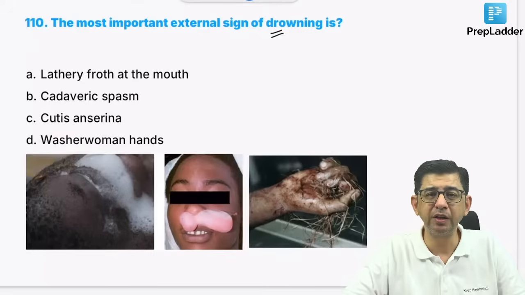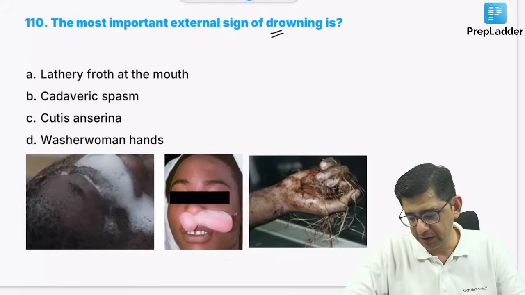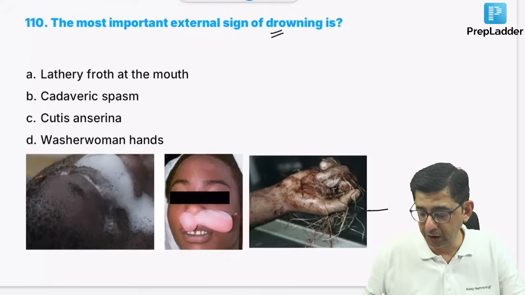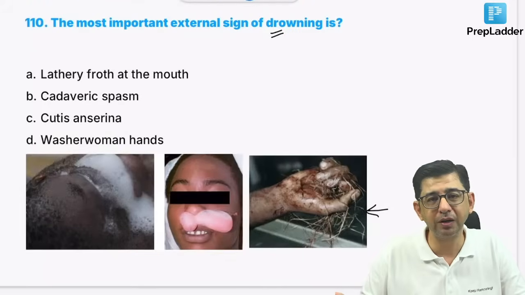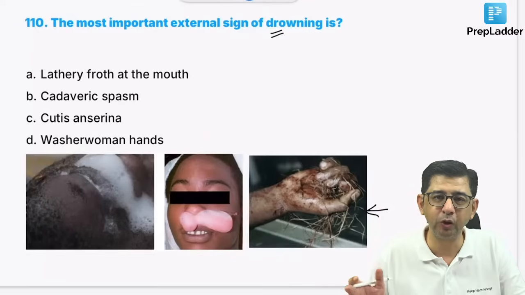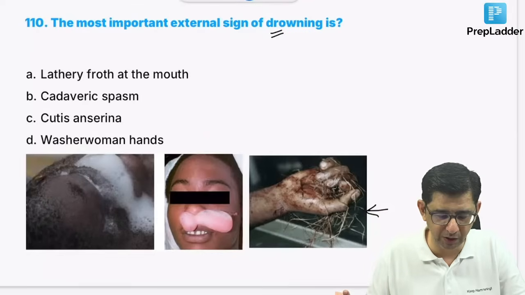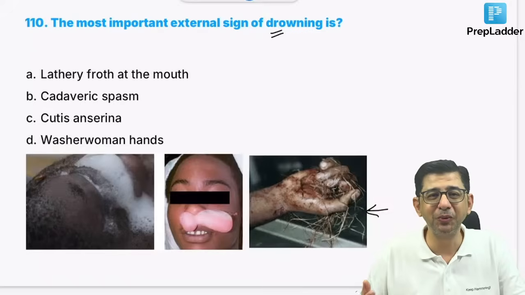No, guys, cadaveric spasm may or may not be present, because cadaveric spasm is a manifestation where if there is some grass in the water, he might be holding it, but it may not be necessary. It could be running water of the river as well. There may not be any grass present. Washerwoman hands. No, no, no, no. I mean, the most important external sign of drowning.